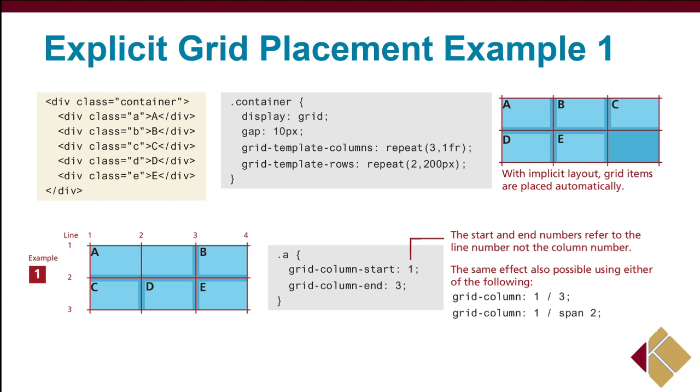You can also do it the same way with a shorthand of grid column 1 / 3. That's basically a shorthand where before the slash is your grid column start and after the slash is your grid column end. The bottom one is saying start at 1 and then span 2. So instead of saying end at 3, it's saying take up 2 cells.